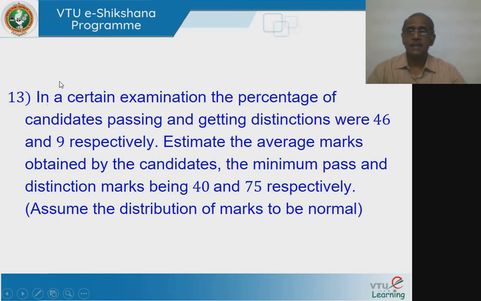The question is, in a certain examination, percentage of candidates passing and getting distinctions are 46 and 9 respectively. So 46% of the students pass the examination, 9% of the students get distinction. Estimate the average marks obtained by the candidates. That means we have to find the average, that is mean, mu. The minimum pass marks is 40 and the minimum marks to get distinction is 75. So, it is given that minimum marks for pass is 40.